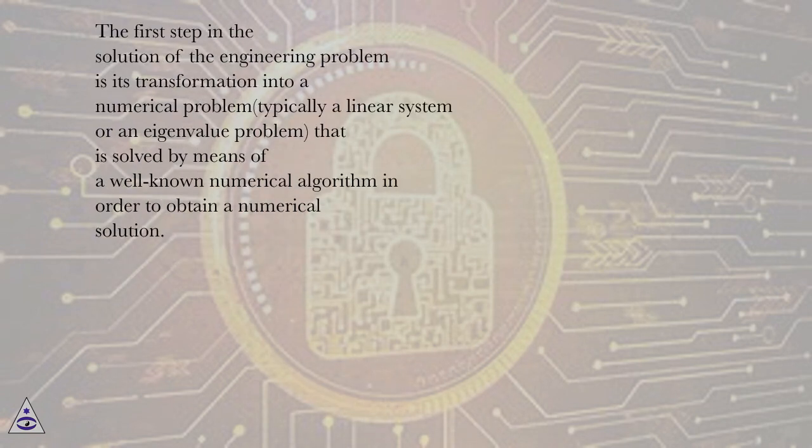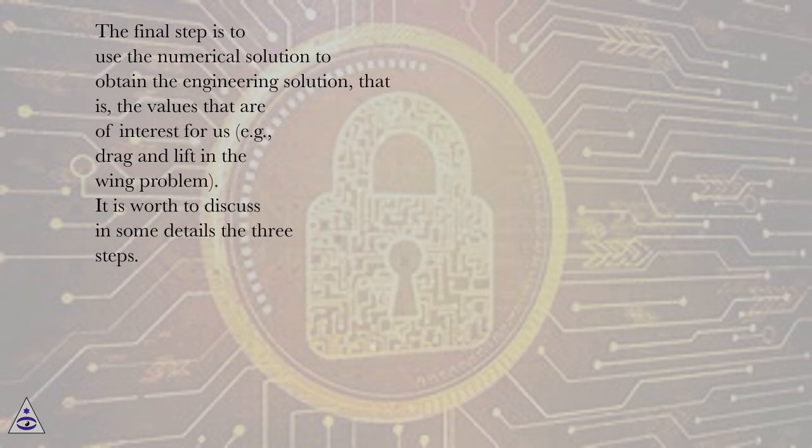The first step in the solution of the engineering problem is its transformation into a numerical problem, typically a linear system or an eigenvalue problem, that is solved by means of a well-known numerical algorithm in order to obtain a numerical solution. The final step is to use the numerical solution to obtain the engineering solution, that is, the values that are of interest for us, for example, drag and lift in the wing problem. It is worth discussing in some detail the three steps.